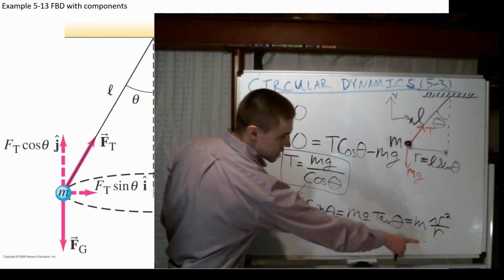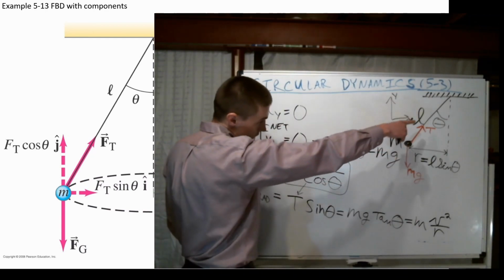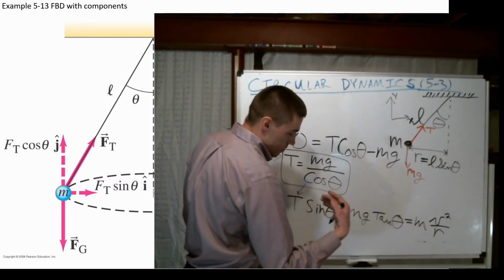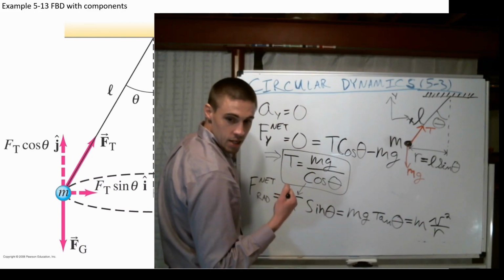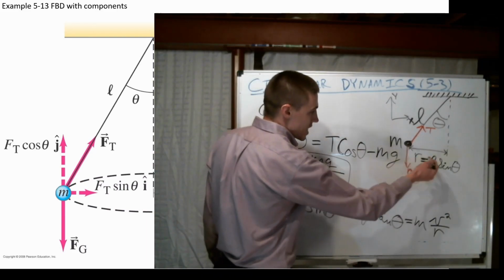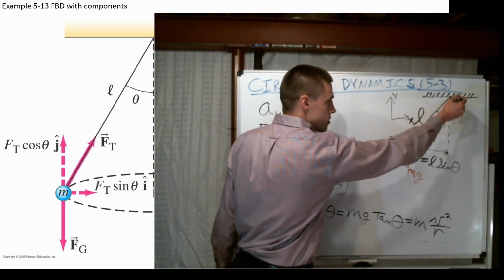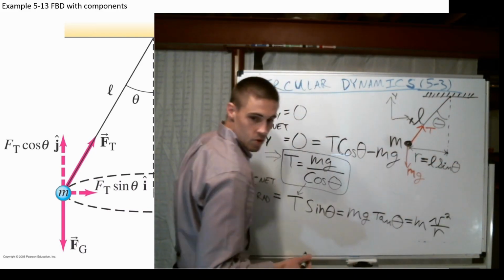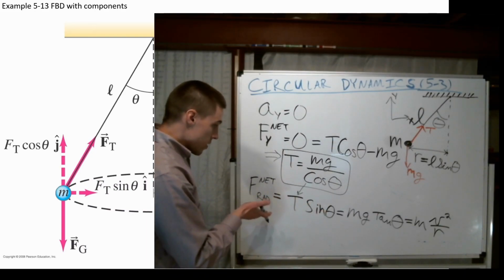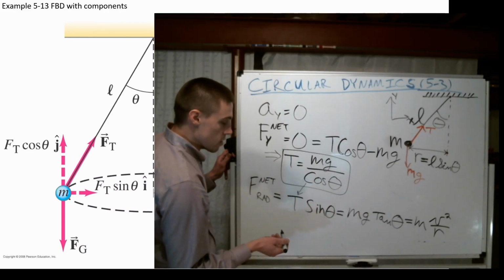Now notice that I put in little r here. It's not L. L is the length of the string, but the r that we're talking about when we use radial acceleration is going to be the distance between the object and its center of motion. Its center of motion is not up here. Its center of motion is down here. So this is a key thing. It's very important. So I now have mg tangent theta is equal to mv squared over r.